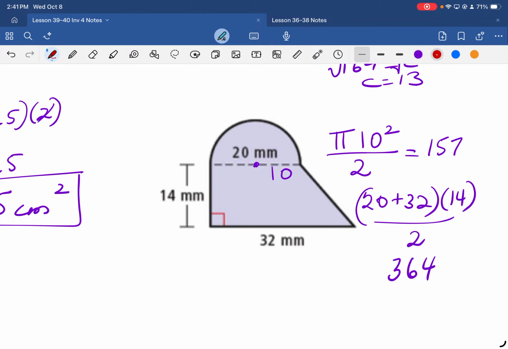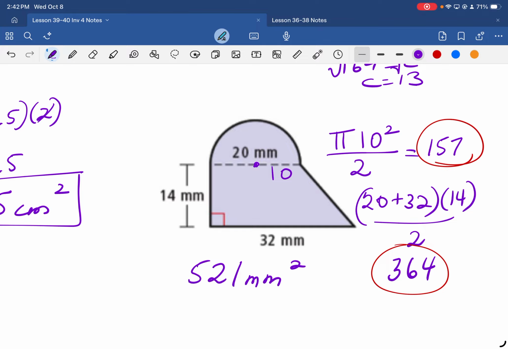So when we add the area of the half circle and the area of the trapezoid, Kellen, what did you get when you added those together? 364 plus the 157. Oh, did you add those together? No, I think I circled the wrong thing. Punch that in for me and tell me what you get. 521. 521, and how do we label that when it's area? Millimeters squared. Millimeters squared. Good.